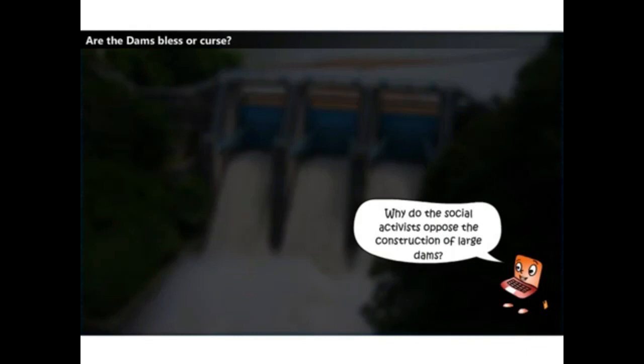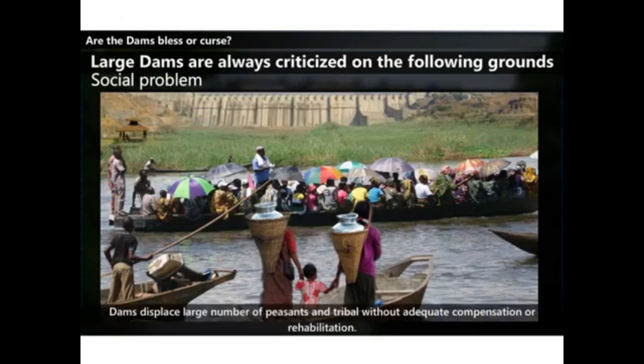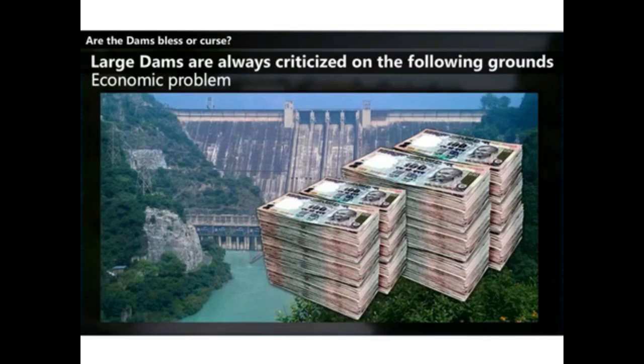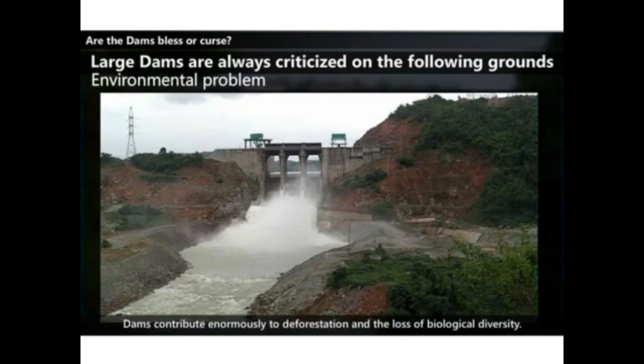Why do the social activists oppose the construction of large dams? Large dams are always criticized on the following grounds. Social problem: dams displace a large number of peasants and tribals without adequate compensation or rehabilitation. Economic problem: dams swallow up a huge amount of public money without the generation of proportionate benefits. Environmental problem: dams contribute enormously to deforestation and the loss of biological diversity.